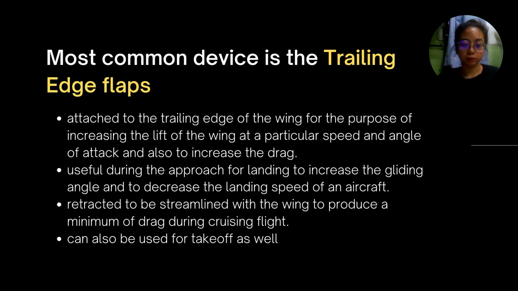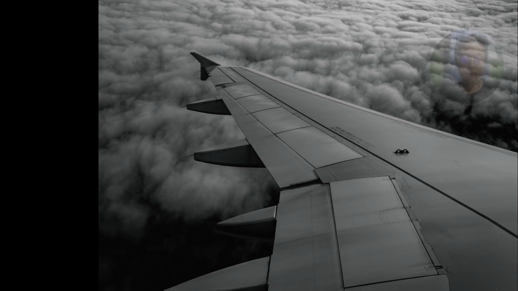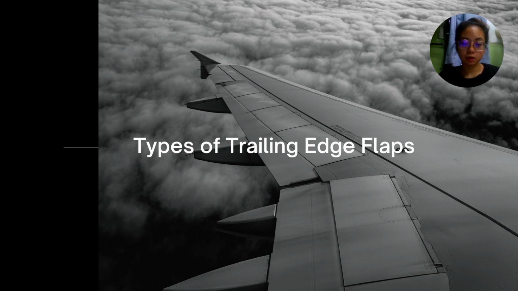Trailing edge flaps are useful during the approach for landing to increase the gliding angle and to decrease the landing speed of an aircraft. Retracted to be streamlined with the wing to produce a minimum of drag during cruising flight. Trailing edge flaps can also be used for takeoff as well. There are several types of trailing edge flaps.